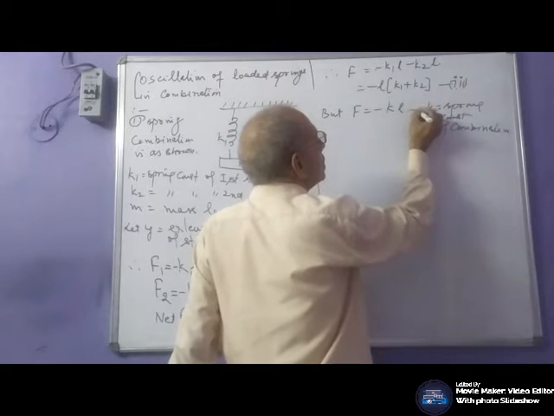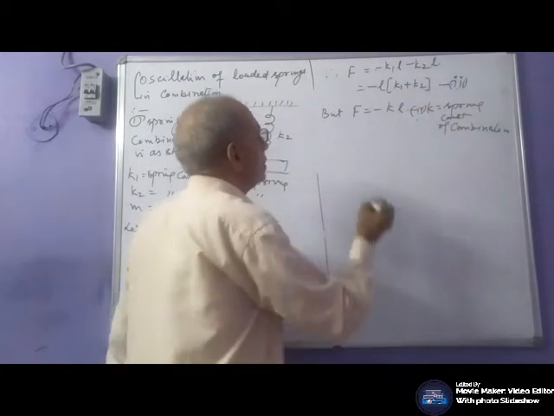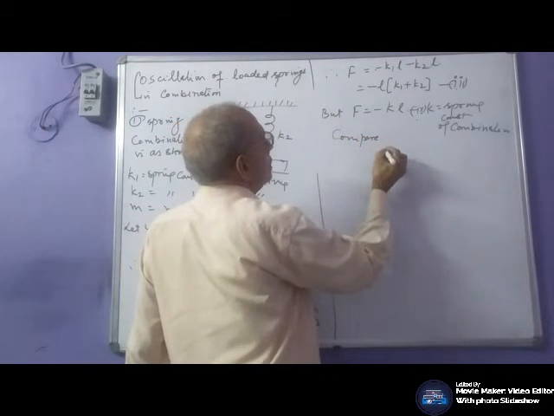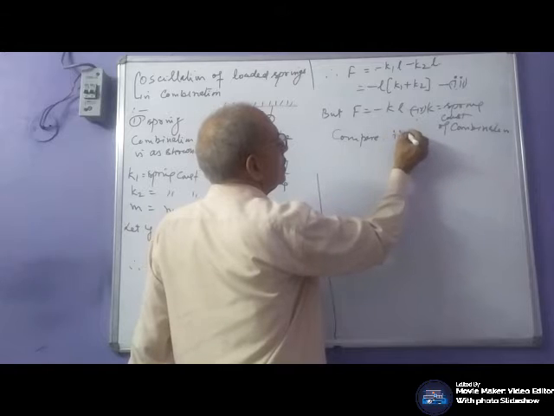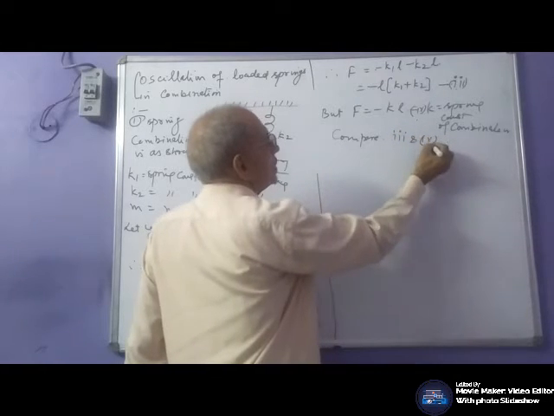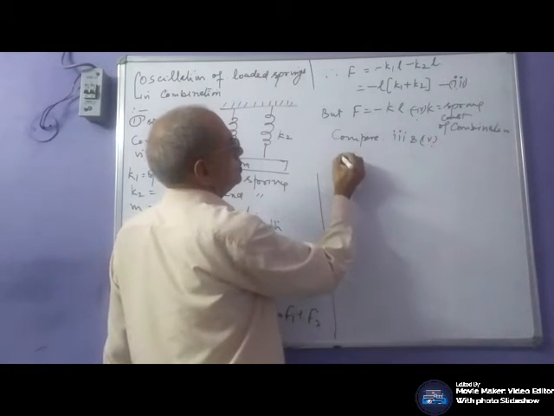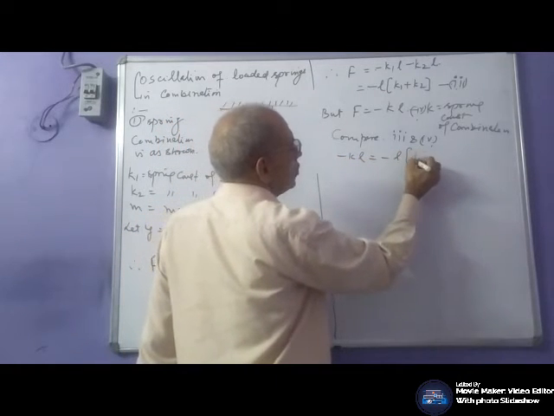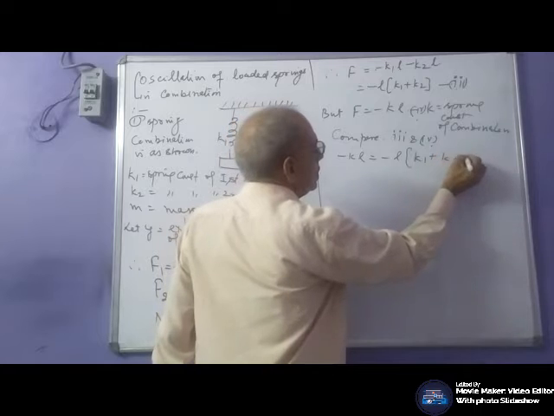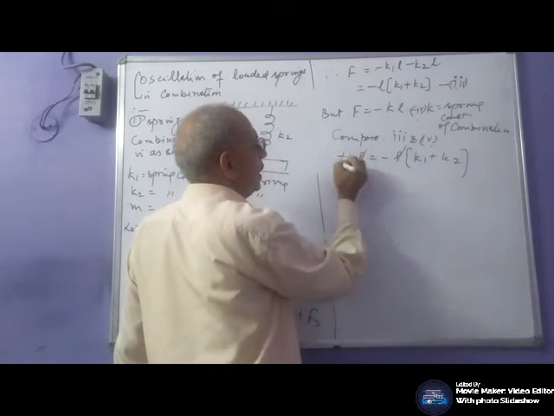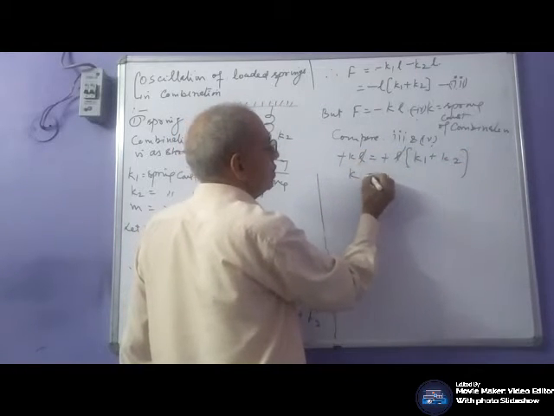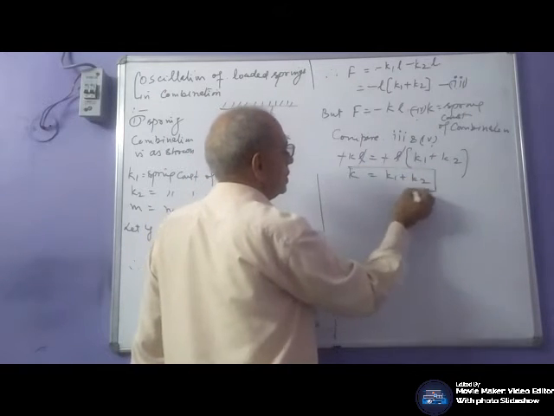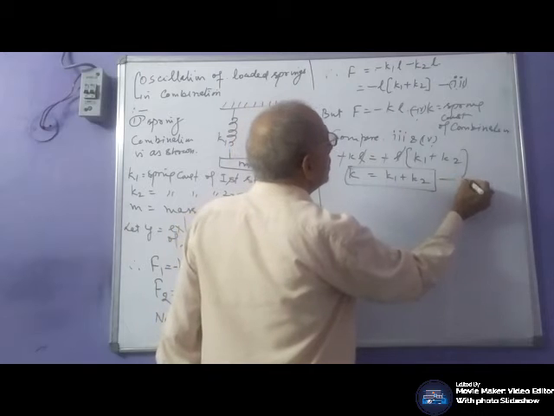Fourth. Compare third and fourth: minus KL, L goes with L, minus with minus, K comes out to be K1 plus K2. Fifth.